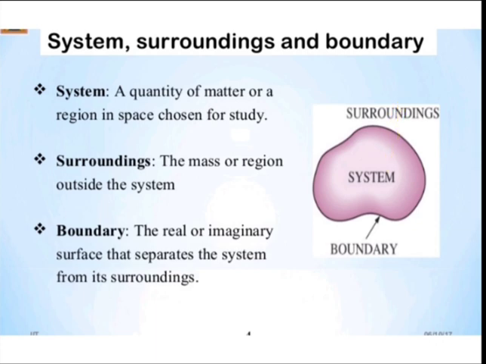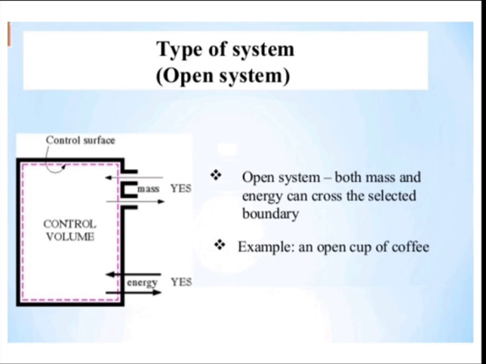Then types of systems. There are various types of systems present. First one is the open system. See, an open system is one in which both mass and energy can be transferred from the system to the surrounding. That means there is no restriction for transfer of mass and energy from system to the surrounding. An example of an open system is a cup of coffee or cup of tea.